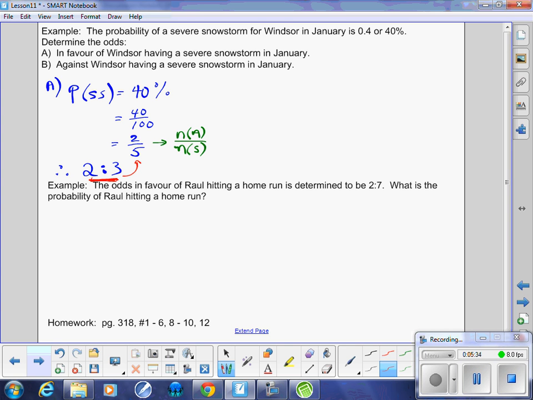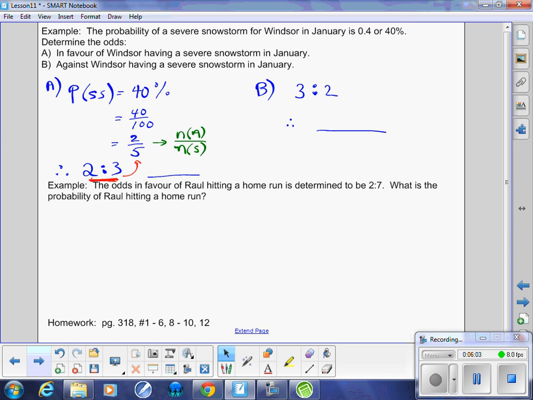Okay? So for part B, what are the odds against Windsor having a severe snowstorm? It's the number of ways they can fail, which means they have nice weather, to the number of ways they can succeed. So it'd be 3 to 2. All right, and you do your appropriate therefore statements with those questions. So you can see all we're doing is changing a probability into a different form.